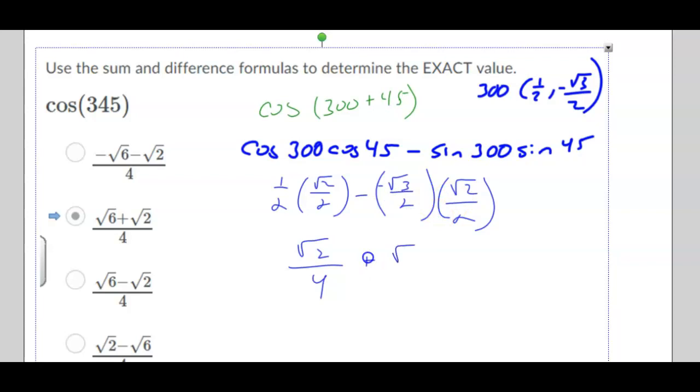It's going to be a positive radical 6/4, right? So we end up with radical 2 plus radical 6 over 4. Even if you wrote radical 6 plus radical 2 over 4, it's the same thing. Of course, it won't be the double negative. There's no negative. So here's your answer.